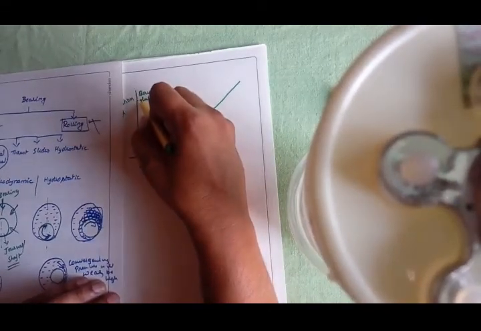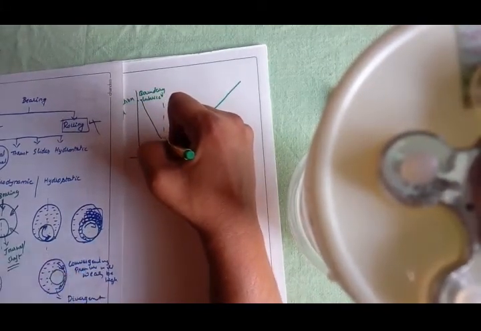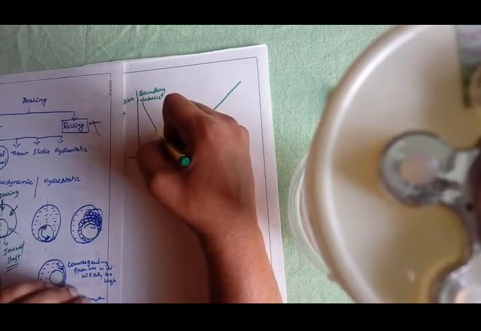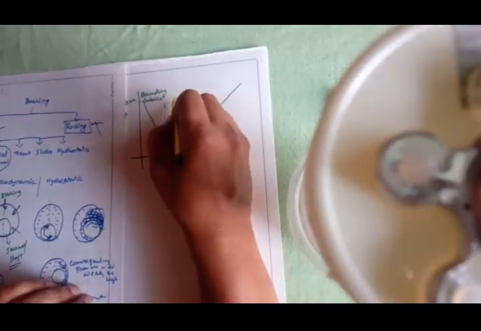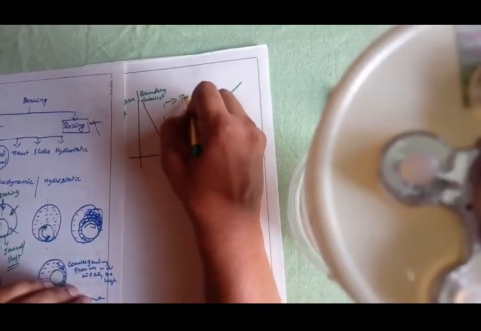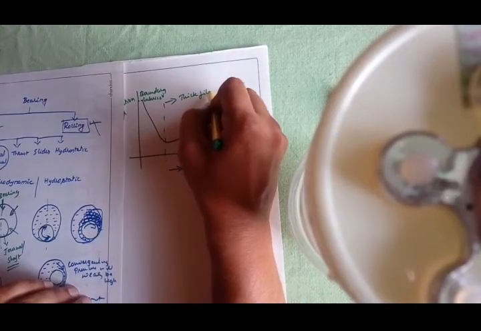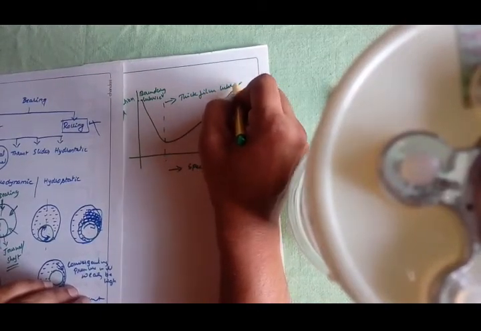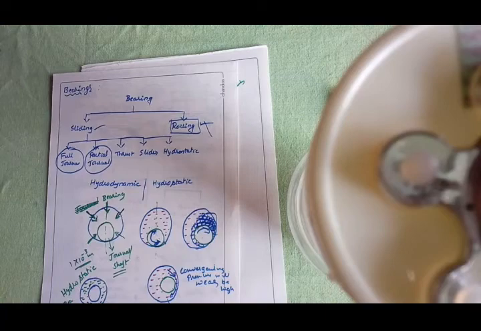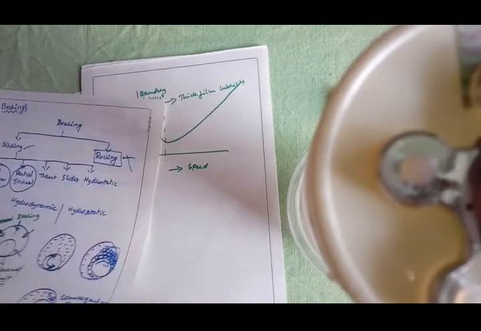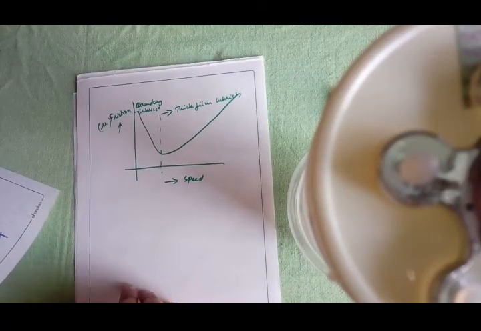See, initially the coefficient of friction is more. As your shaft is going to rotate, a boundary lubrication will be formed, and later it will be converted into a thick film lubrication. A thick film will be created between the journal and the bearing. This is how we are going to achieve hydrodynamic lubrication in a journal bearing.